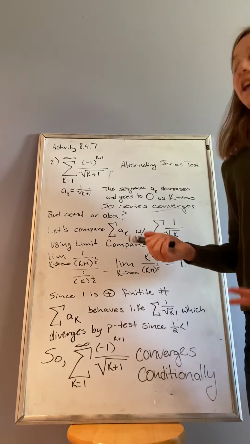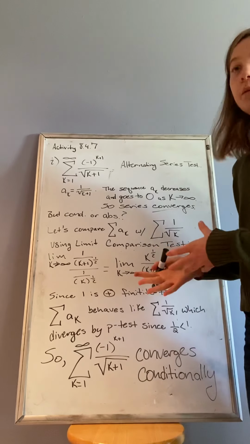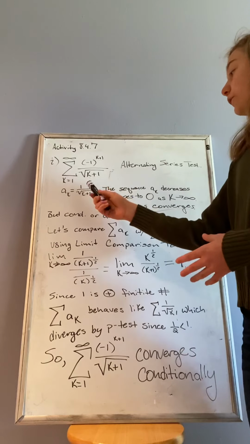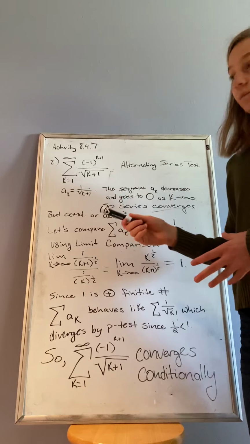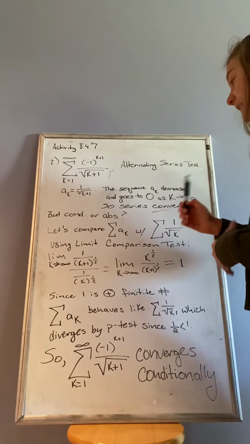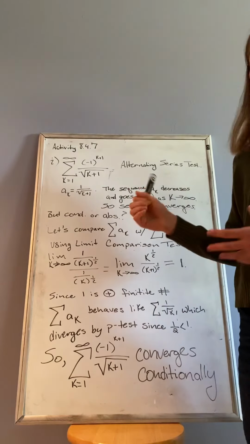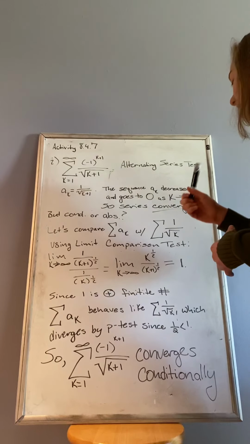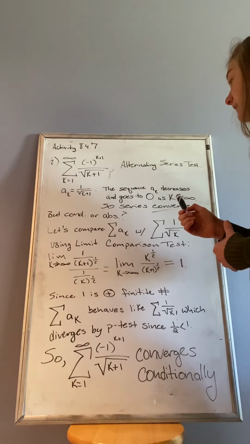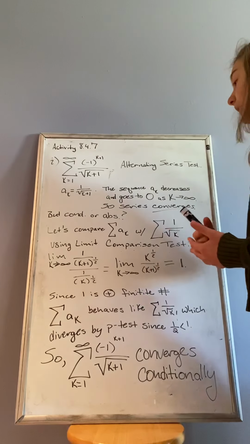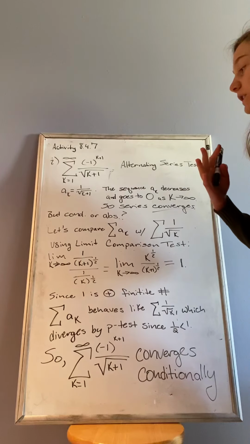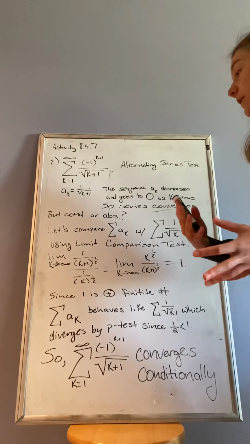So our a sub k here, the positive part, which is not affected by the -1, is just 1 over root k plus 1. So the sequence a sub k decreases, and it also goes to 0 as k approaches infinity. So we know that the series is going to converge. But now we should find out if it's going to converge conditionally or absolutely.